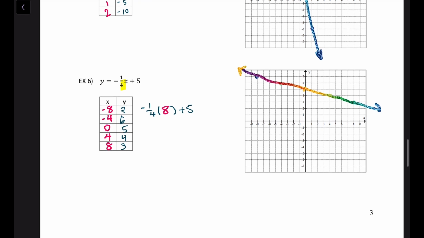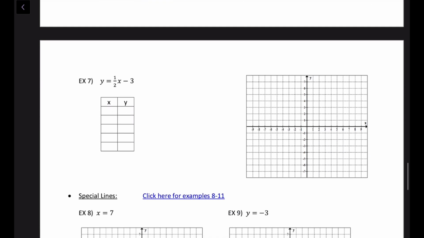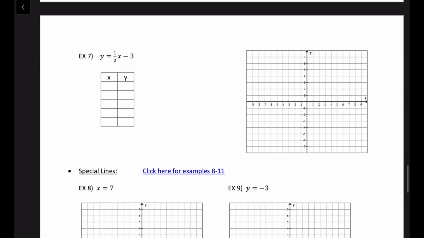So just one more. Probably a good idea to pause and try it on your own. This one does have a fraction, so we're going to want to pick numbers that are divisible by 2. Remember, your denominator is what you're wanting to use. So we can use -4, -2, 0, 2, and 4. If you don't want to do negative numbers, just do the 0, 2, and 4. That is all fine.